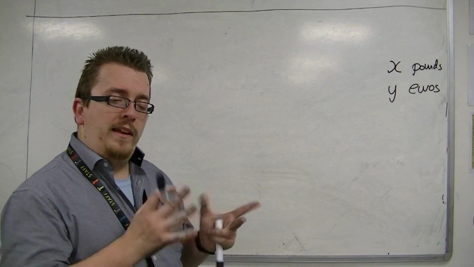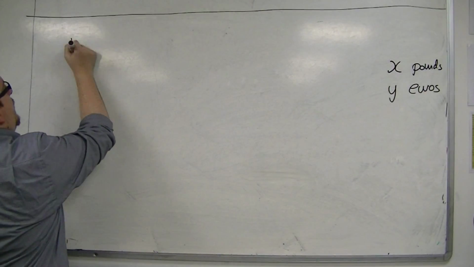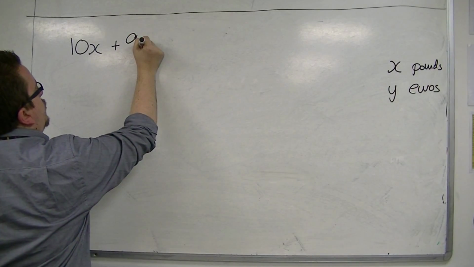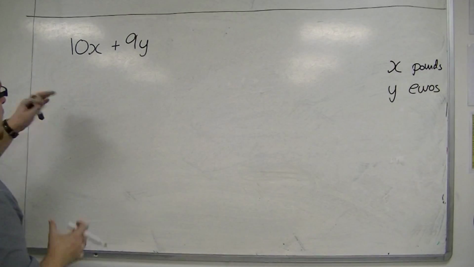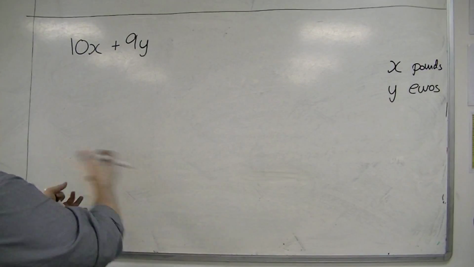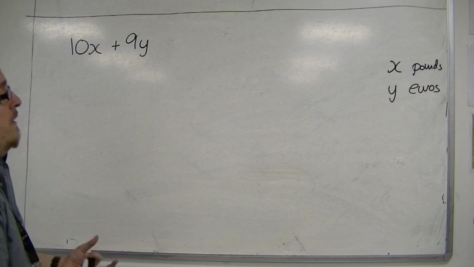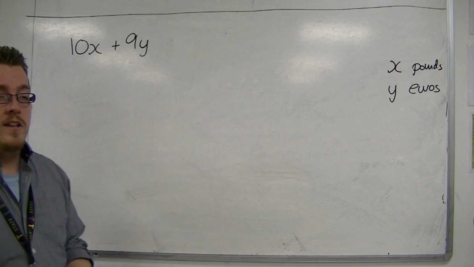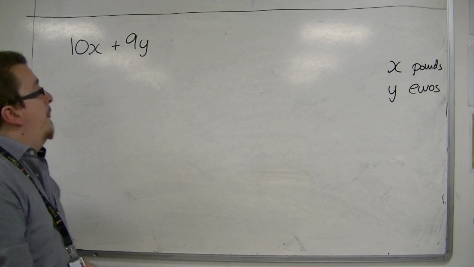So let's start off saying, well, if I had 10 pounds and 9 euros, I've got two piles, 10 pounds on one side and 9 euros on the other. There's no way that I can simplify what I've written there, because I can't bunch these together. I can't say I've got 19 pound euros, because that doesn't make any sense.